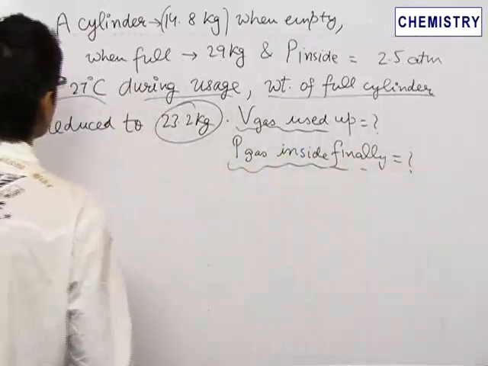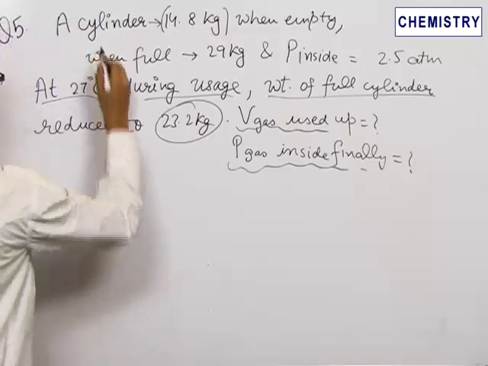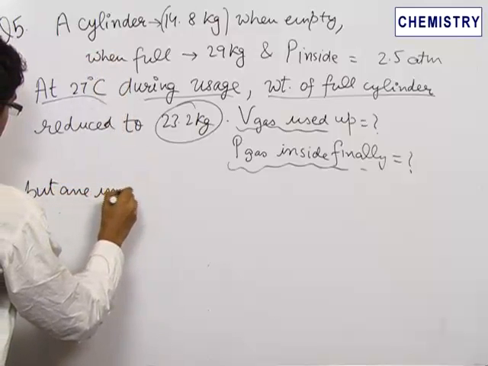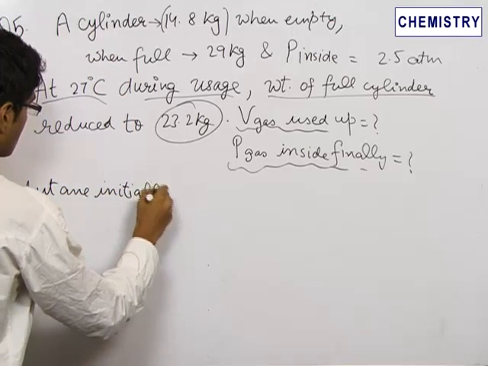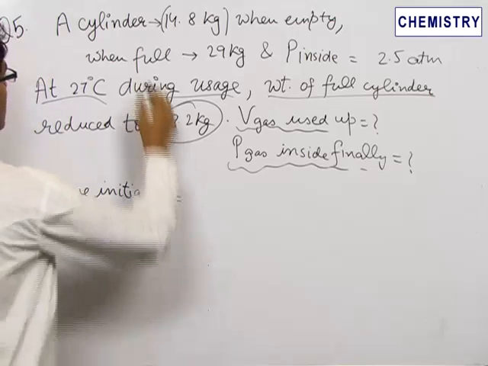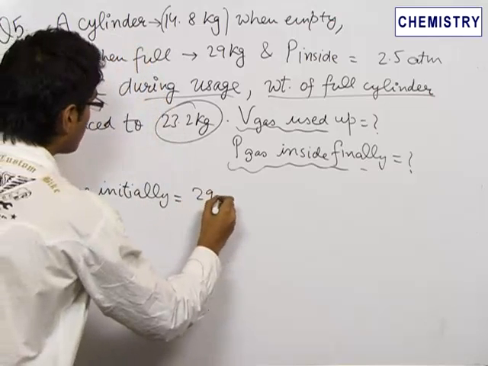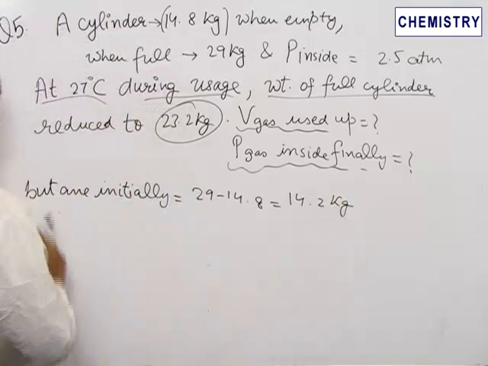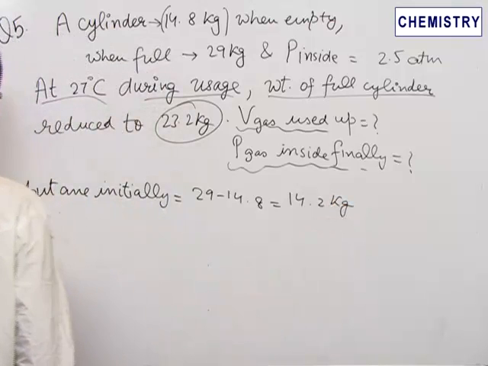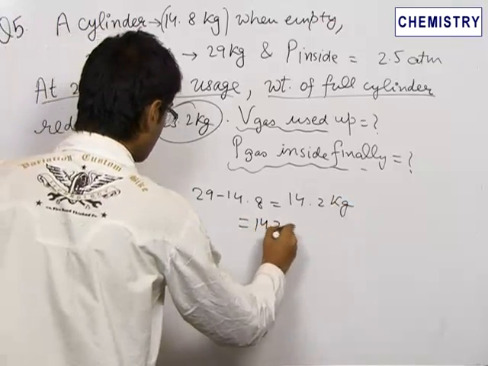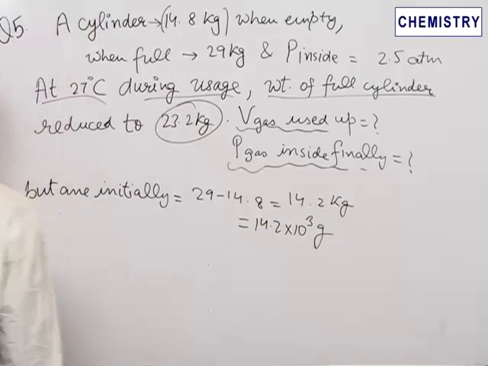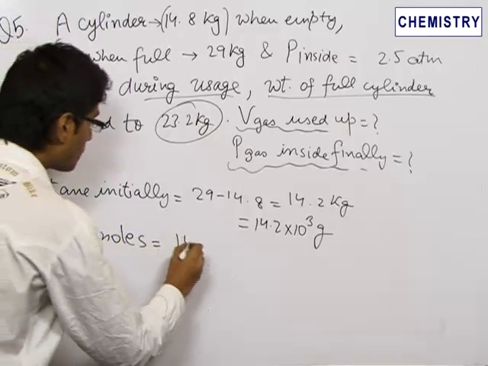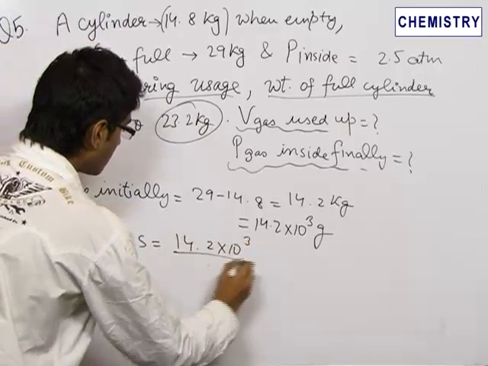Now in order to proceed with this problem, first of all, let us try to find out the weight of butane present initially. Butane initially is equal to total weight of the cylinder minus the weight of cylinder when empty. It is equal to 29 minus 14.8, which is equal to 14.2 kilograms. This is the weight of butane which is present inside the cylinder in the initial conditions. So the moles of butane present initially is equal to 14.2 into 10 power 3 grams upon 58 grams.